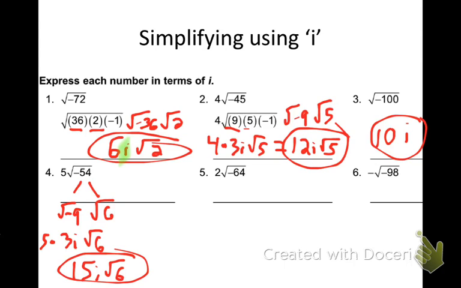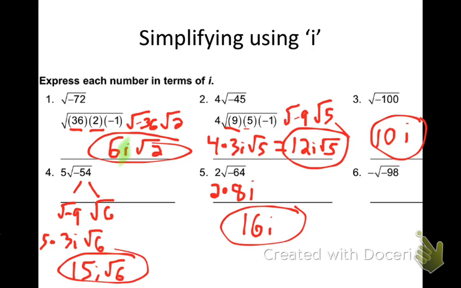Lane, what do you think about number 5 here? I have 2 square root of negative 64. What's the square root of negative 64, sir? 8i. So 2 times 8i gets me 16i. You guys are doing awesome. Do you see how it's very similar to simplifying radicals? It's really nothing new as it comes to the radical. The only difference here is you're pulling that negative out, making it the imaginary part.